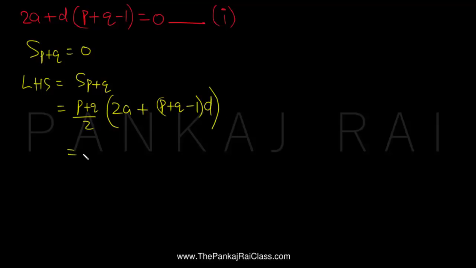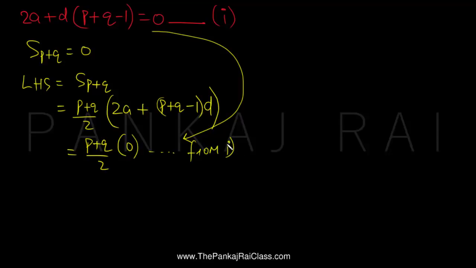Now if you see over here that p plus q by 2 into this bracket, this is exactly the same as this. So it will be into 0. Now this is coming from the first equation which we have just derived. So this will be p plus q by 2 the whole into 0, which will become equal to 0, and that is equal to RHS. So we have proved that S of p plus q is equal to 0.